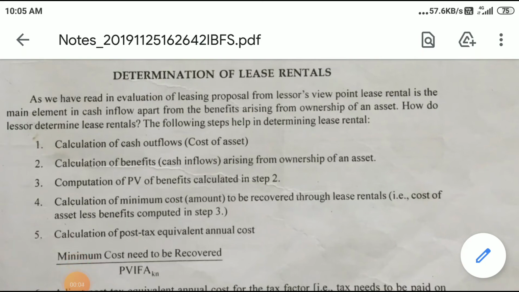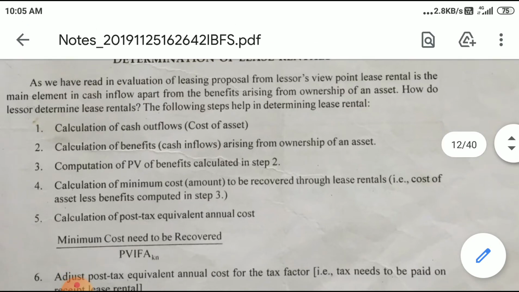Good morning, dear students. Today we'll see the formula and the method to calculate the lease rental. In the previous lecture, we have seen how to calculate the lease proposal from lessor's viewpoint, and now lease rental calculation according to the owner's point of view. How does the lessor determine the lease rental?